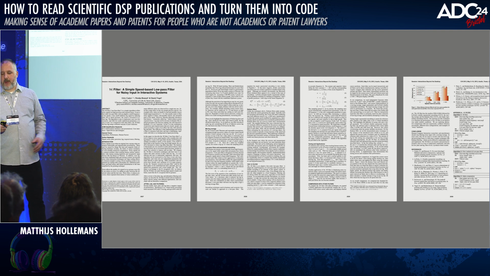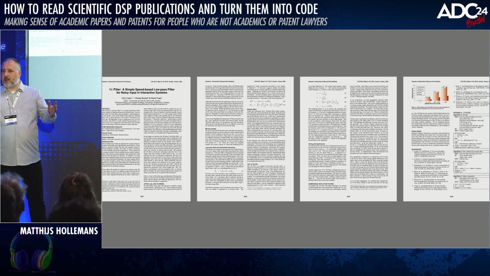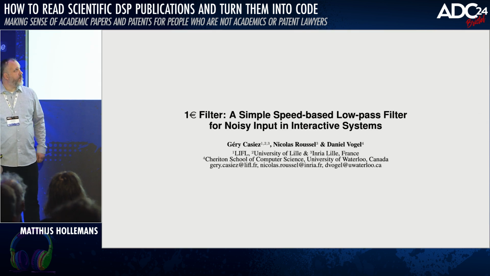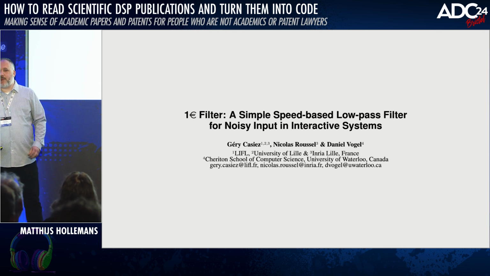So let's go through this paper as if I was reading it for the first time, and I'll tell you how I approach it, since I think, for most of you, this will be the first time you will see this paper. Right, so it starts with a title. The title here is the €1 filter, a simple speed-based low-pass filter for noisy input in interactive systems. Quite a mouthful, but that's typical for these paper titles.